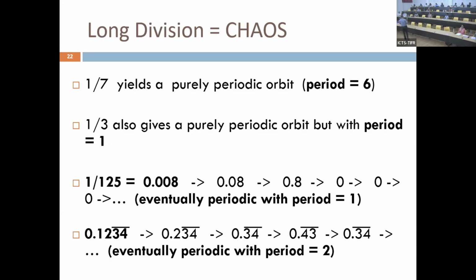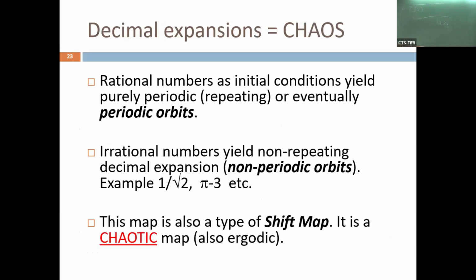Notice this is the beauty of it, right? Any period length that you ask me, I can give you the answer to that. And notice that all periodic orbits are rational numbers. But you also have non-periodic orbits. They are the irrational numbers. For example, 1 by root 2, pi minus 3, all these are irrational numbers.